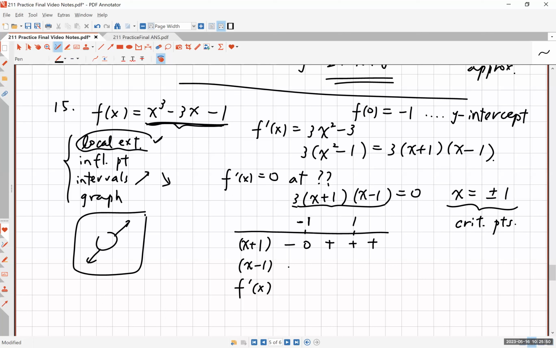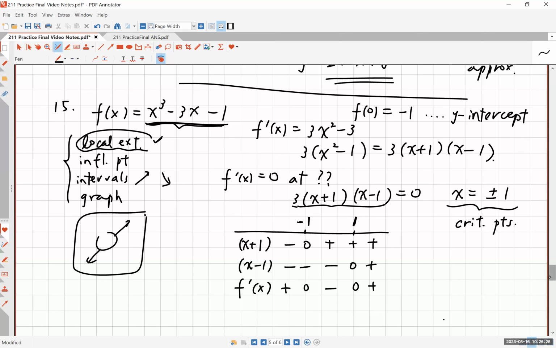X minus 1, on the other hand, is negative here. And when x is -1, that's still negative because it's -2. If x is anything less than 1, this will stay negative. And when x is exactly 1, this becomes 0. And then when x is greater than 1, it becomes positive. So now for this interval from -infinity to -1, negative times negative is positive. 0 times anything is 0. Negative times positive times negative is negative, and then 0 and positive.